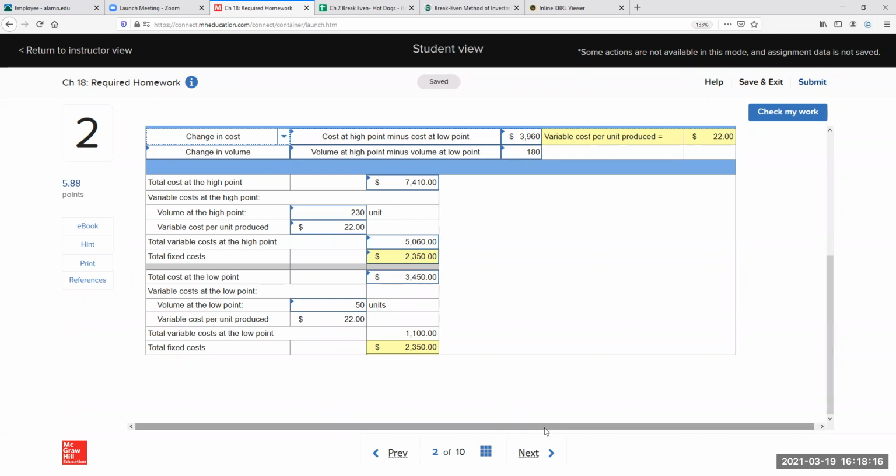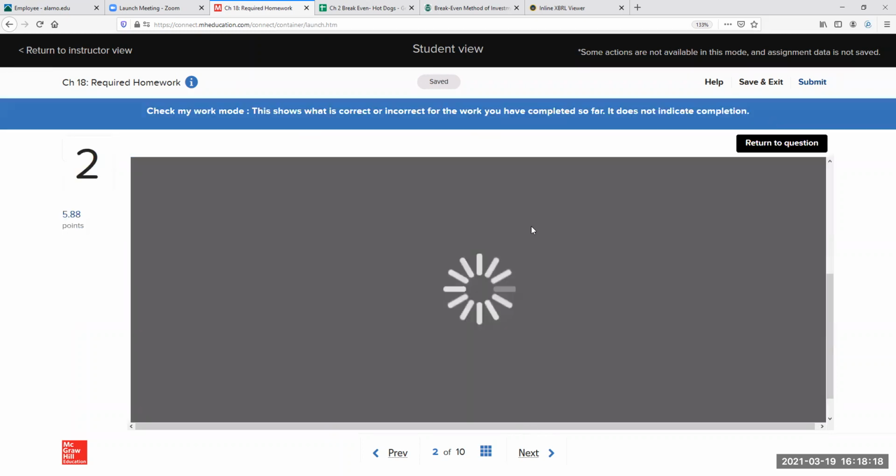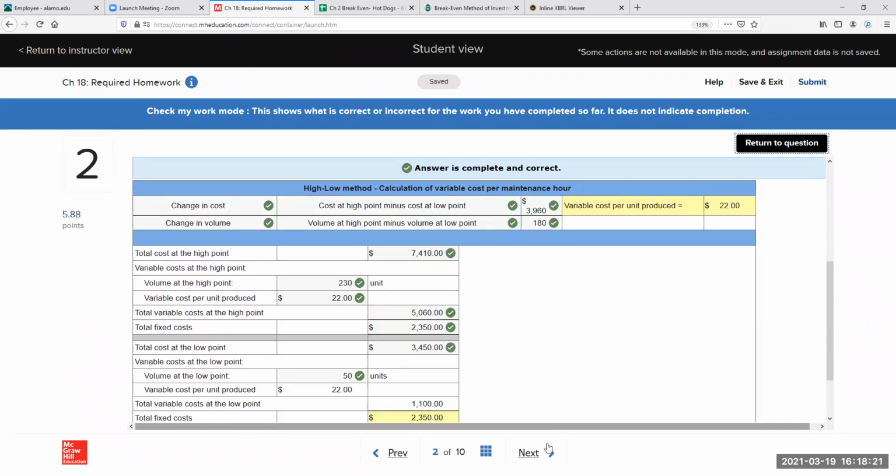All right. So let's check where it works. See if I messed up anything here. All right. Very good. Let's go on to number 3.